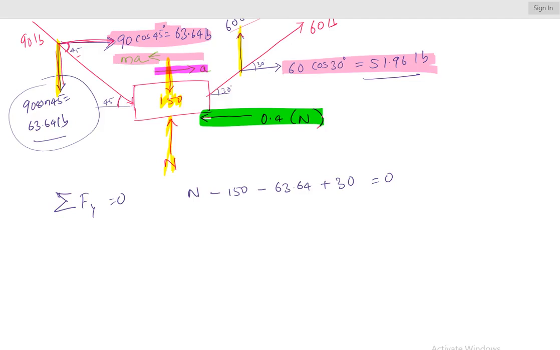So negative 150 and 63.64 and 30. So I get 183.64. So I get N equals 183.64 pounds. So that is the vertical reaction force.